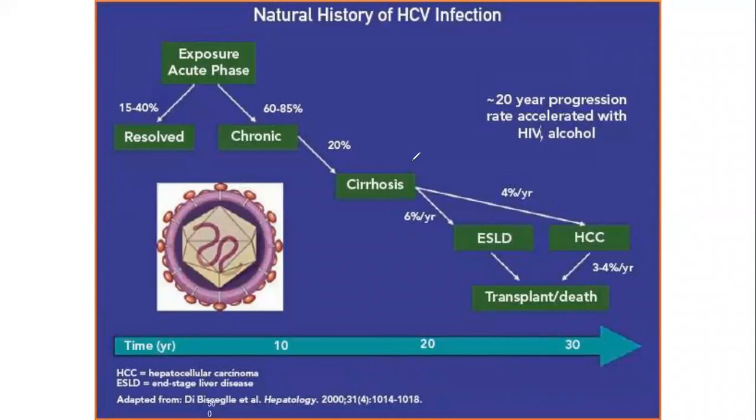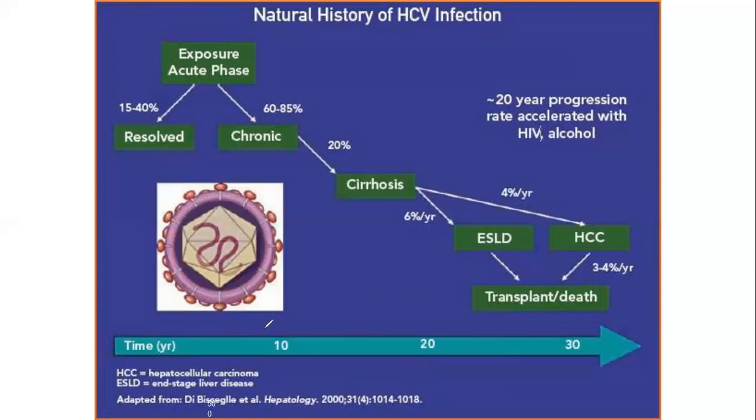Twenty percent of these will develop cirrhosis via fibrosis. Out of those with cirrhosis, 4% per year will develop HCC, and 6% will develop end-stage liver disease. Both types, hepatocellular carcinoma and end-stage liver disease, can go for liver transplant or else death. The death percentage here is nearly 3 to 4% per year.